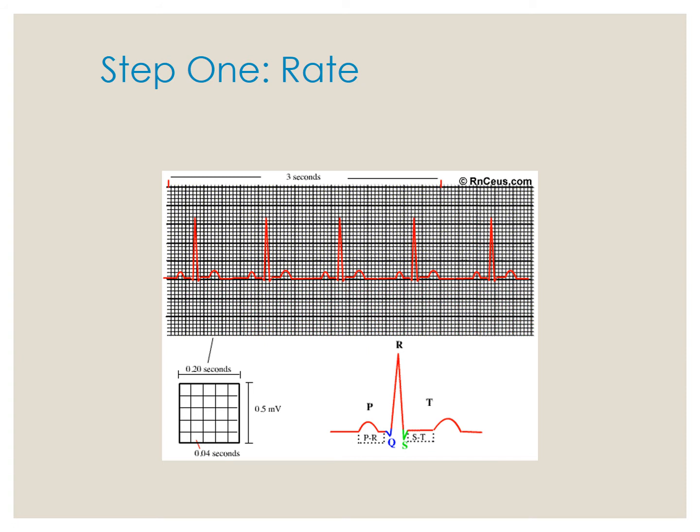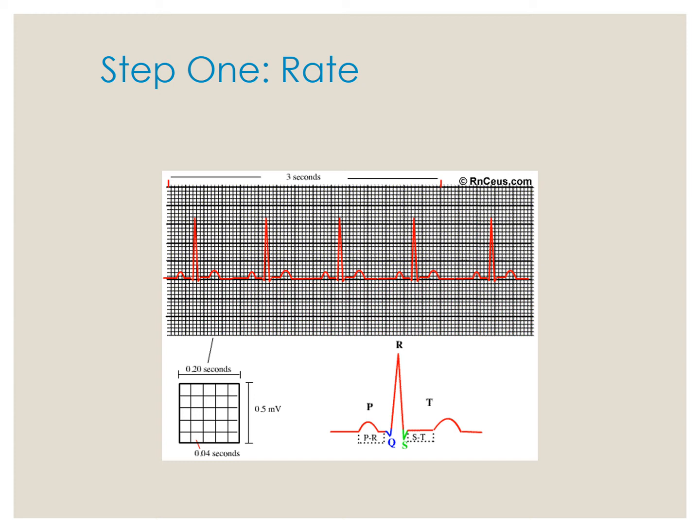Okay, so now we're going to walk through these step by step. Step 1 is your rate. This ECG paper is a grid where time is measured along the horizontal axis. Each small square is 1 millimeter in length and represents 0.04 seconds. Each larger square is 5 millimeters in length and represents 0.20 seconds. And again, we have that larger diagram that blows up one of those large boxes for you to see.